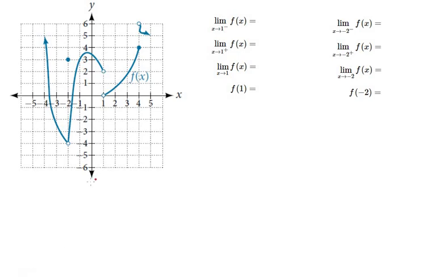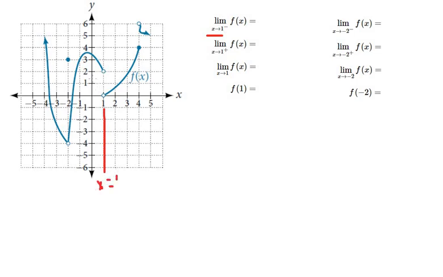So we're going to be taking a look at finding the limits based on this graph. So the first one, which is up here, and notice how the exponent almost has like a little negative. That just means we're coming in from the left side. So x gets closer and closer to 1, which is right here. This is x equals 1.